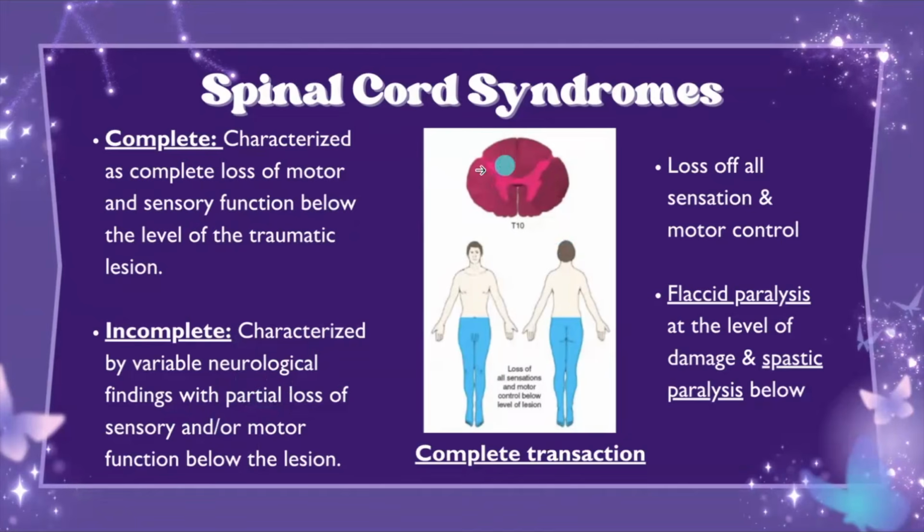The first thing that we're going to start with is complete transection. This is pretty easy. You would have loss of all sensation, all of it, because all of the sensory tracts are affected, and you would also lose motor control because the descending tracts are affected. You would also have flaccid paralysis at the level of the lesion or the damage, and below that you would have spastic paralysis. So lower motor neuron, upper motor neuron.